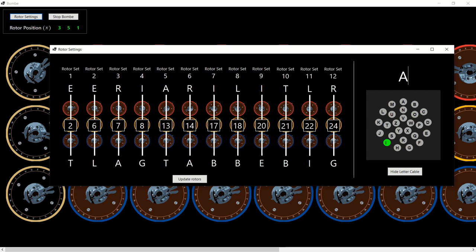Similarly for cable A, we can see that only E is carrying voltage, indicating that A is connected to E on the plugboard. In cable E, we can see that only A is carrying voltage, confirming the hypothesis that E is connected to A on the plugboard. For the cable T, only T is carrying voltage, indicating that T is not connected to any other letter on the plugboard. Similar hypothesis can be verified for other cables.